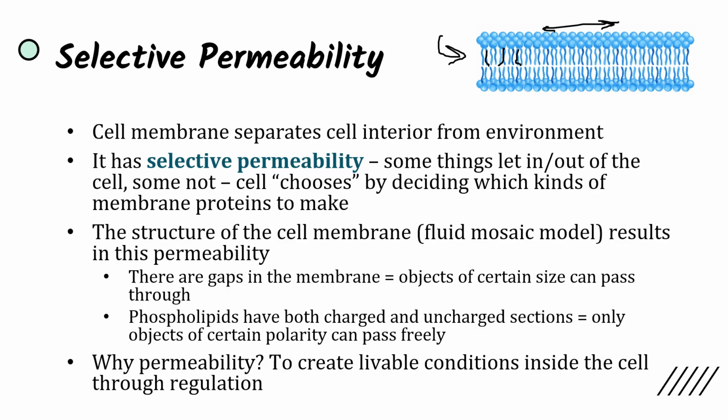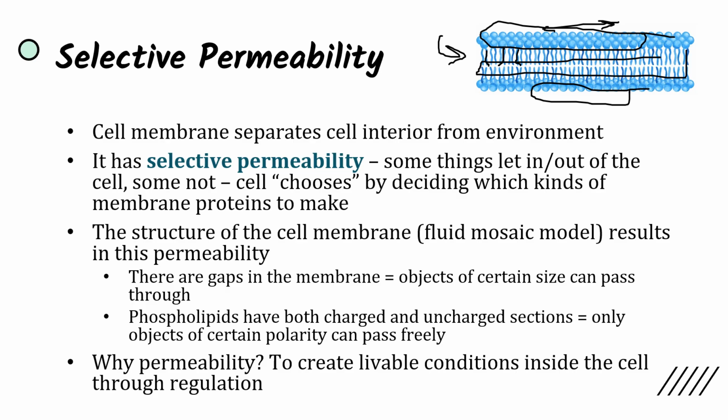Additionally, phospholipids have both charged and uncharged sections. We've got our hydrophilic heads facing the environment, and we also have our hydrophobic fatty acid tails. So only objects of certain polarity can pass freely through the membrane because of this variety in charges.